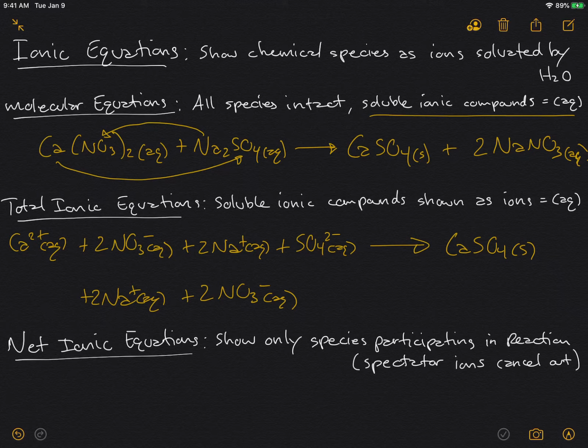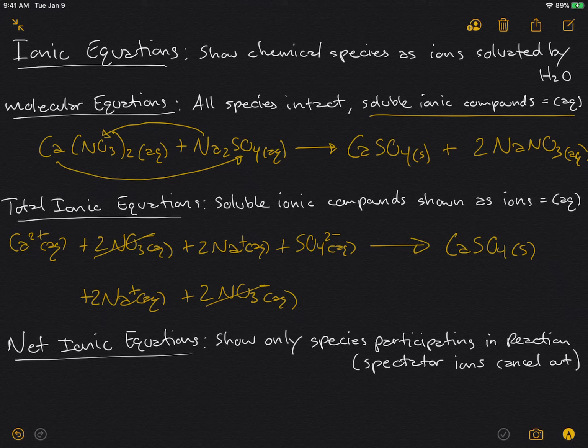If you have 2 things that are exactly the same on both sides of the arrow, they will cancel out. So if we look at the total ionic equation, right, calcium 2 plus is only on one side. Same with sulfate 2 minus. Calcium sulfate is only on one side.